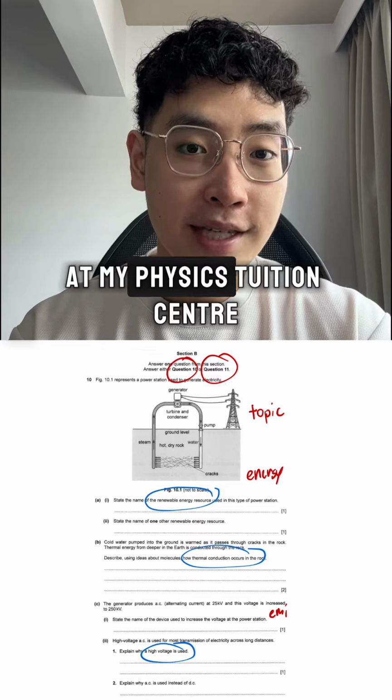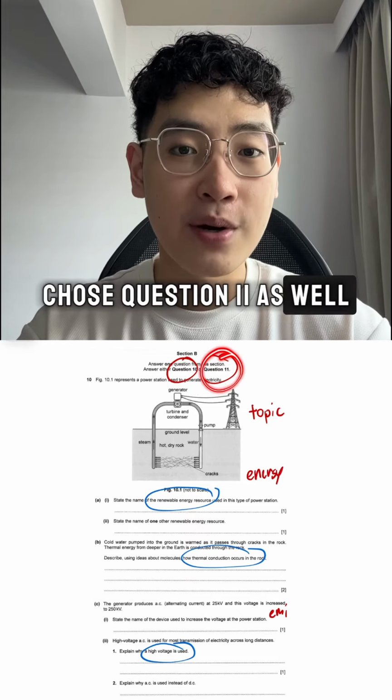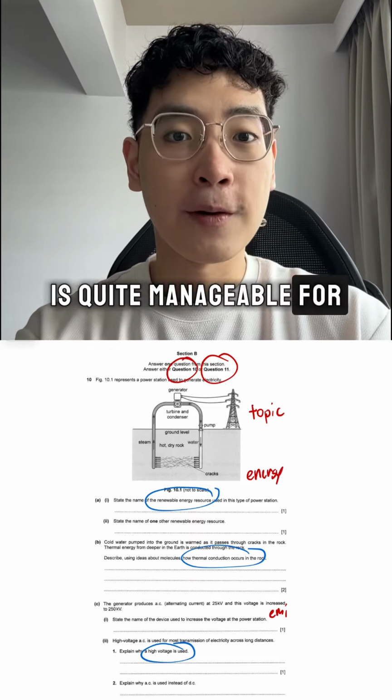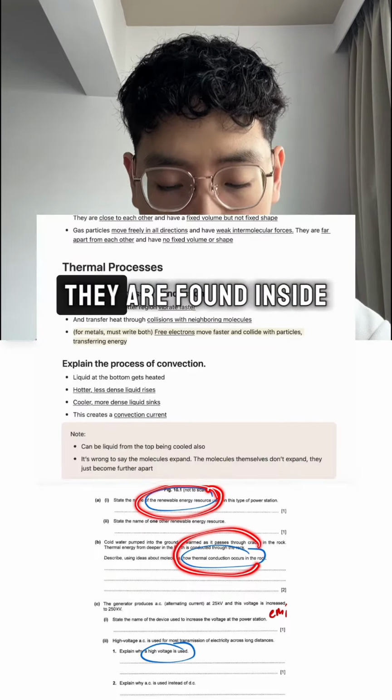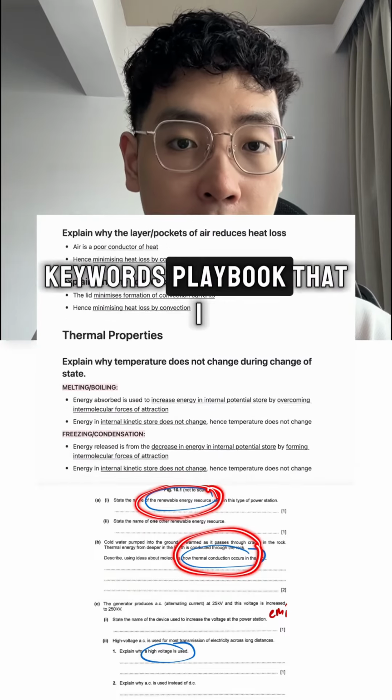but I know many of my students at my physics tuition center chose question 11 as well. I think both questions are quite manageable for this year, right? Especially since a lot of these questions, they're found inside the explanation keywords playbook that I made for my students.